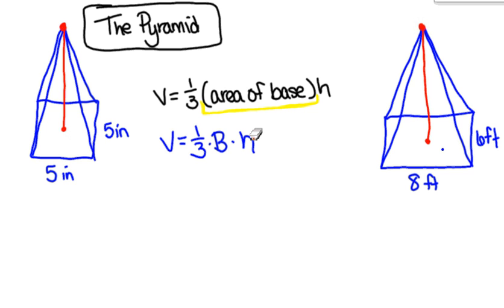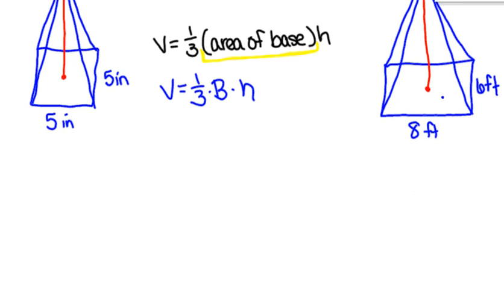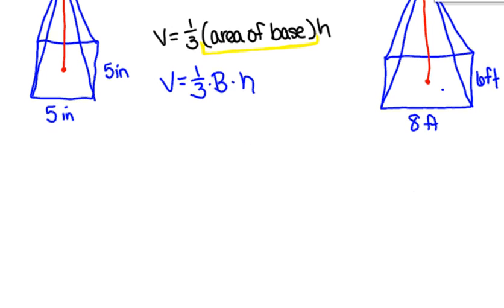So it doesn't matter whether your base is a square or a rectangle, we're always going to find the volume by multiplying 1/3 times the area of the base times the height. Beautiful. So let's take a look at how we might use this in a couple different examples.